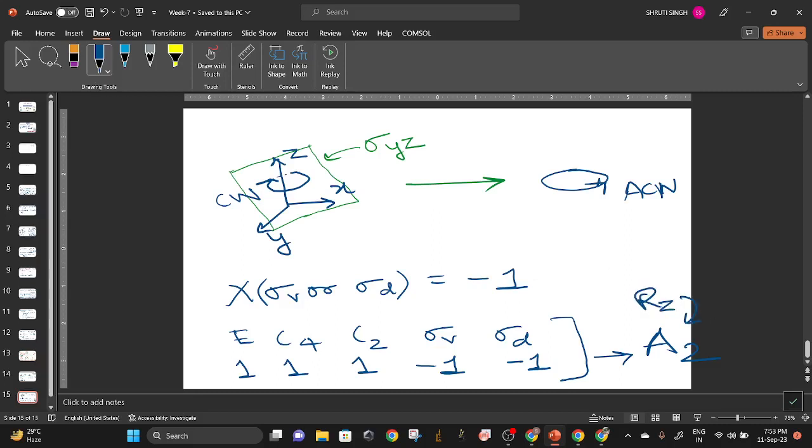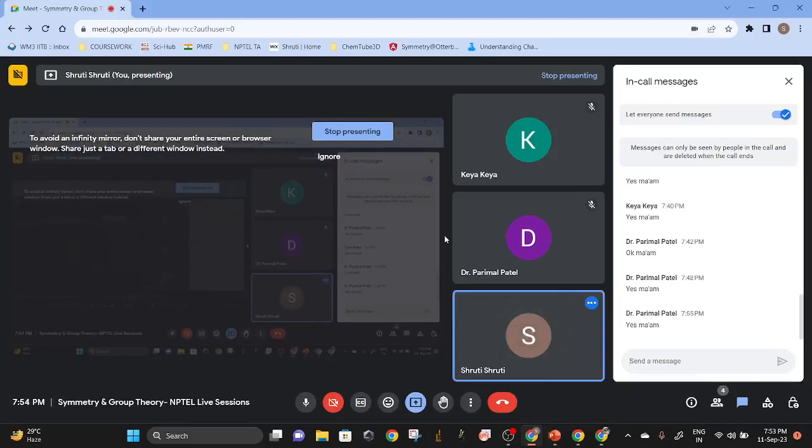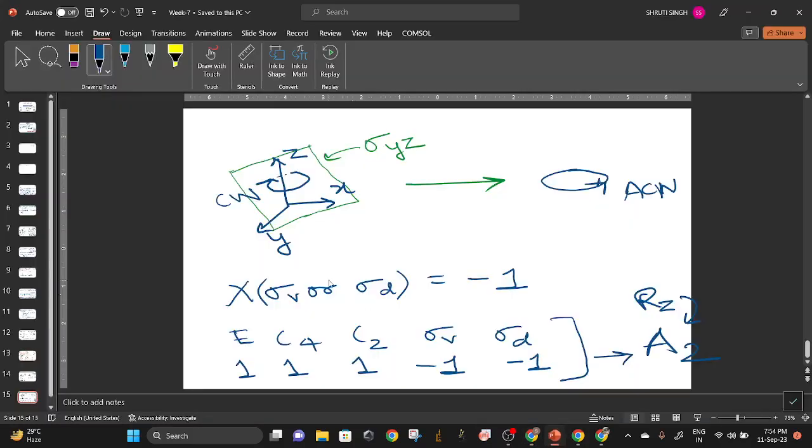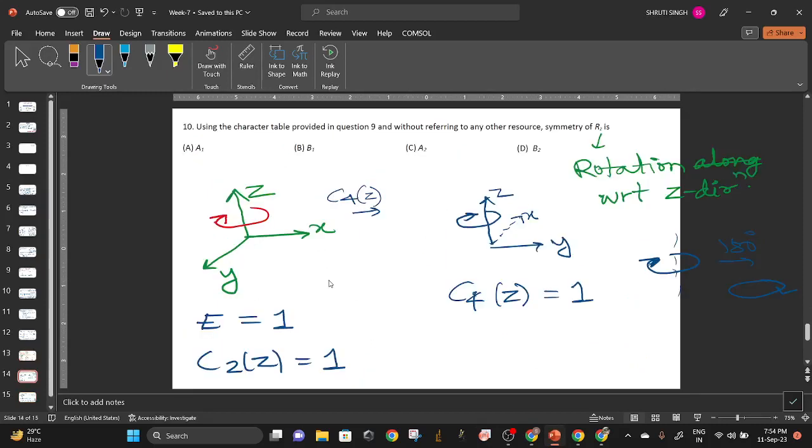Am I clear? So here the answer should be C, A2.